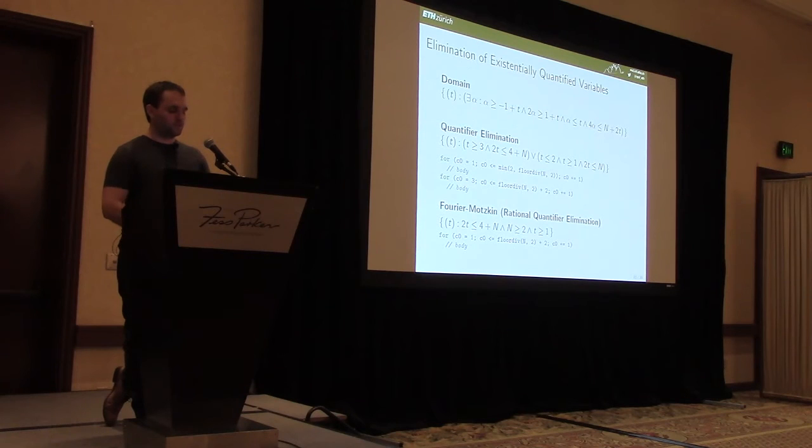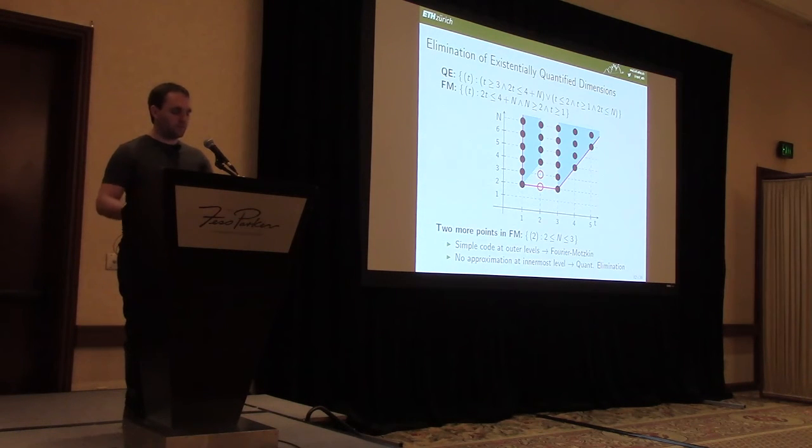The alternative is that you use Fourier-Motzkin, which is a rational approximation, or a rational quantifier elimination. And here the code is a lot simpler, in fact you just get one loop body, but it's an approximation. This becomes clear if we look at an illustration of the iteration space. You'll see here that there are 2 additional points from Fourier-Motzkin, which we do not get by using quantifier elimination. Now, we have two solutions for one problem, so when do we want to pick which solution?